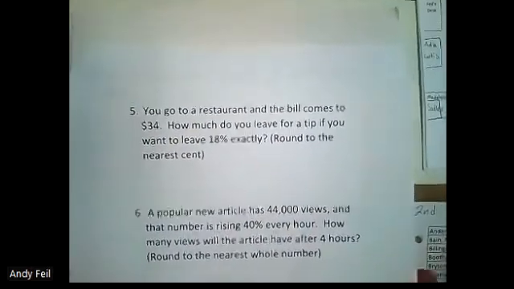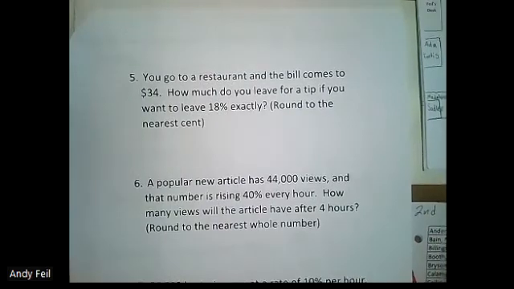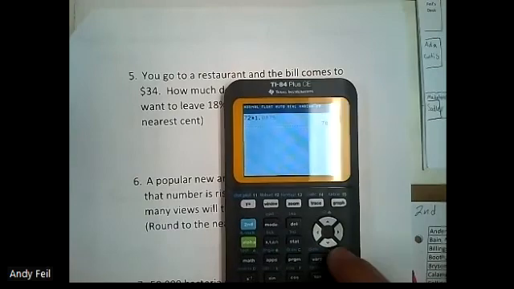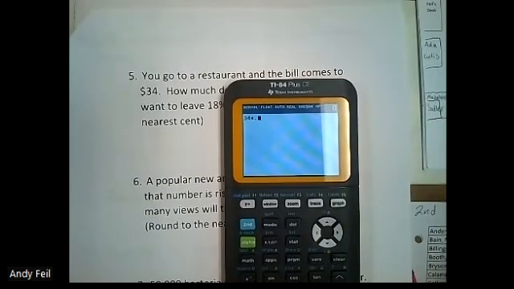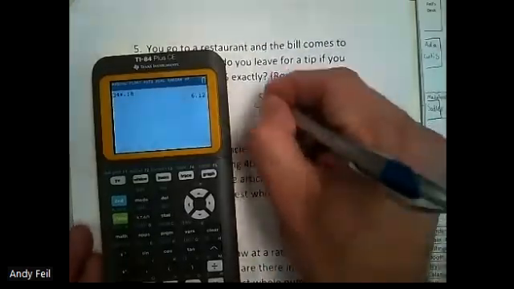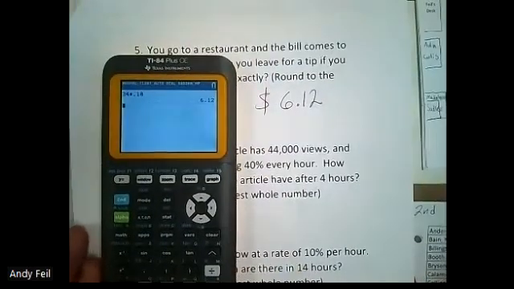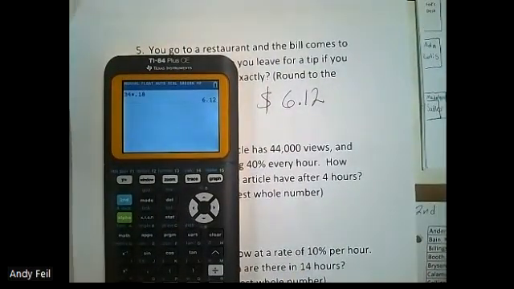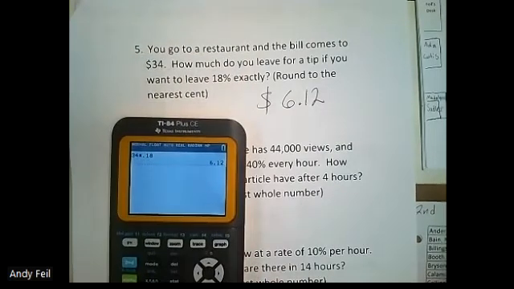All right, now, number 5. You go to a restaurant, the bill comes to $34. How much do you leave for a tip? Am I asking for the total? No. So this is like what Henry was talking about. We don't want the total this time. I'm not multiplying by 1.18. I'm just multiplying by 0.18. So 34 times 0.18. I'm only asking for how much we're leaving as a tip, and it is $6.12. So even though this is math class, again, I'm not so good with words. You gotta read them words to make sense of the problem.